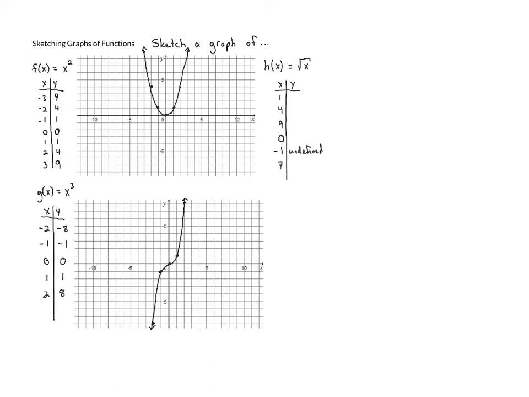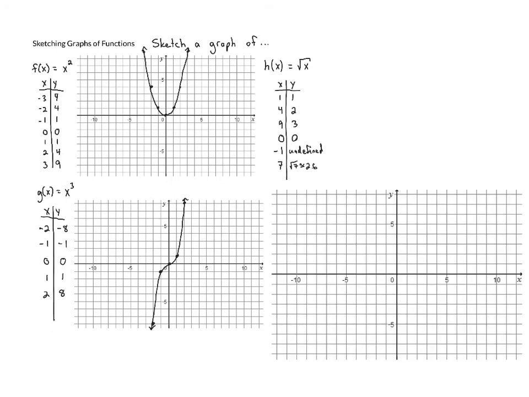Now, this function takes the square root of x. So when we take the square root of 1, we get 1. The square root of 4 is 2. The square root of 9 is 3. The square root of 0 is 0. And the square root of 7 is 2 point something. It is approximately 2.6. Now let's pull up an xy plane and try to sketch the graph of this function.